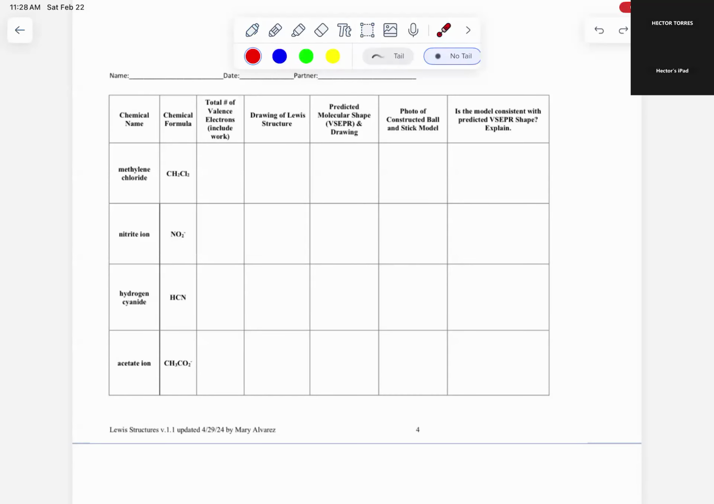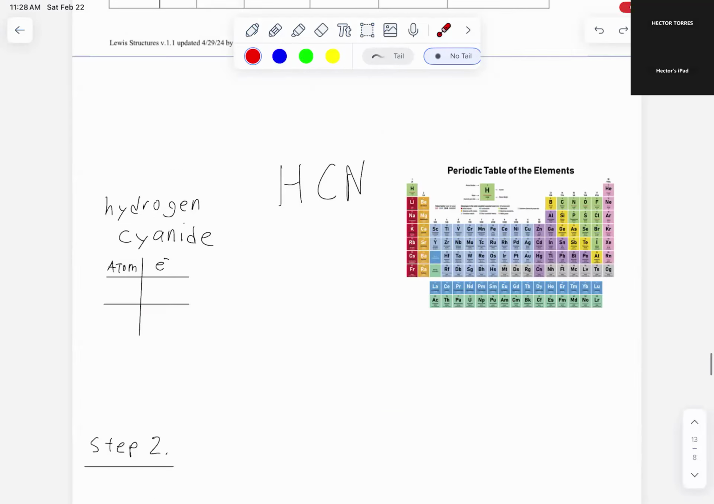Okay, good morning, students. We're going to continue on the Lewis Structure Labs, and we are going to be looking at hydrogen cyanide, so that HCN. So with step one, what we're going to do is look at the valence electrons on each of the atoms.